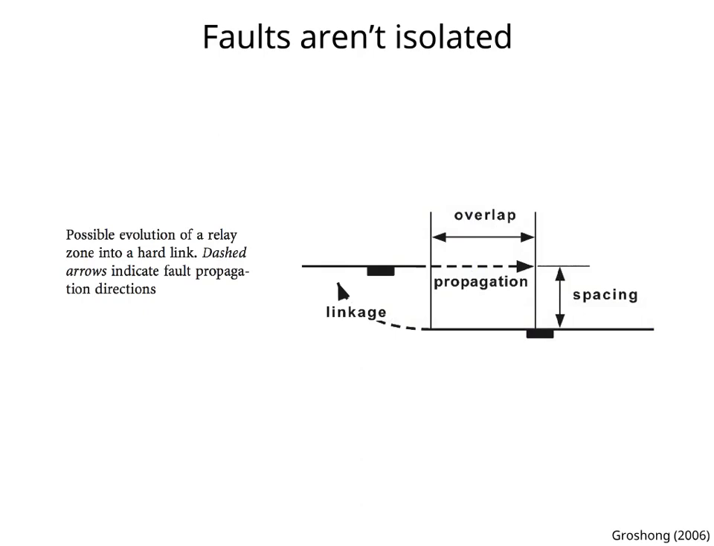Soft links may evolve into hard links as displacement increases, and the faults grow longer. Faults may propagate in their own plane or curve to intersect, as shown in this figure.